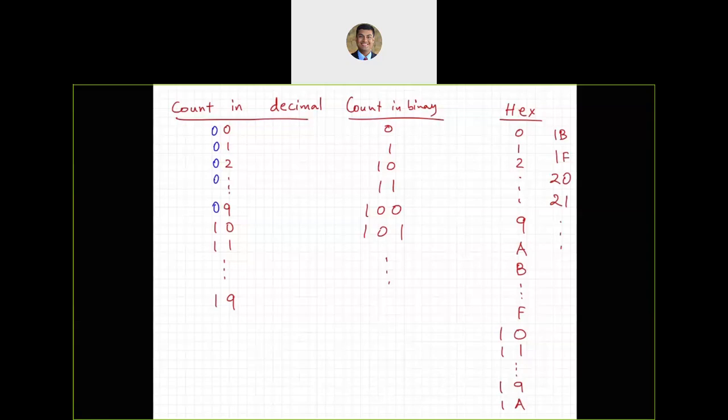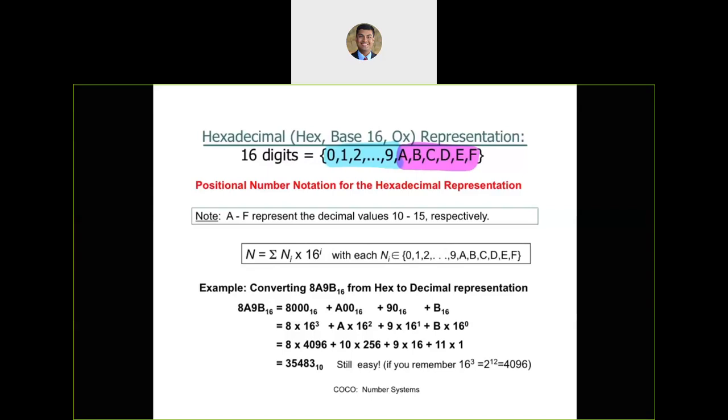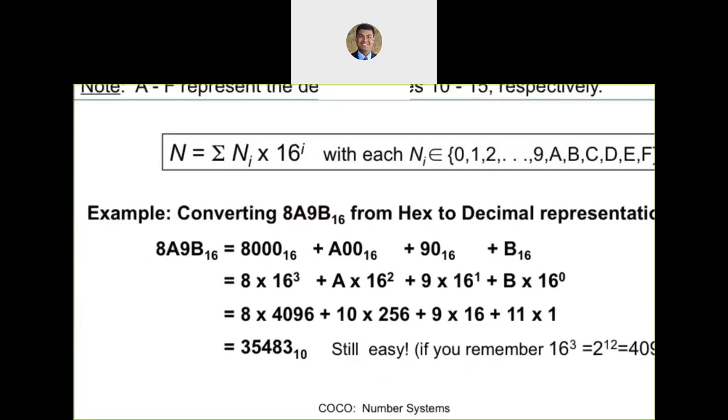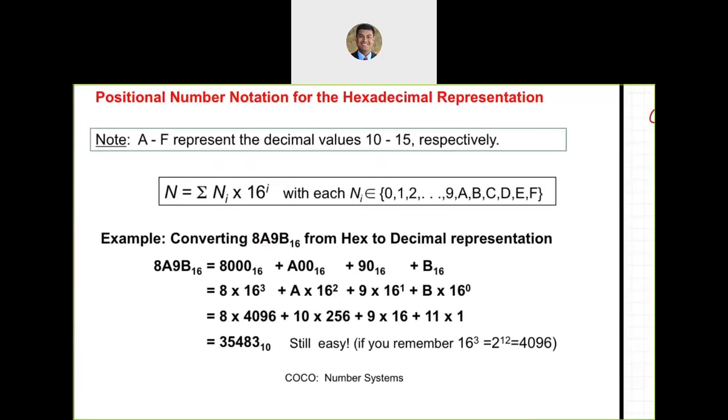Let's move on here. So if those are your symbols, again, using positional number representation, we can convert a hex number to a decimal number. All we have to do is take each hex digit, multiply it with increasing power of 16, and add them up. So for example, if we had this number 8A9B, the moment you take a look at that number, you know that it is not a decimal number, it is not a binary number, it is most likely a hexadecimal number.